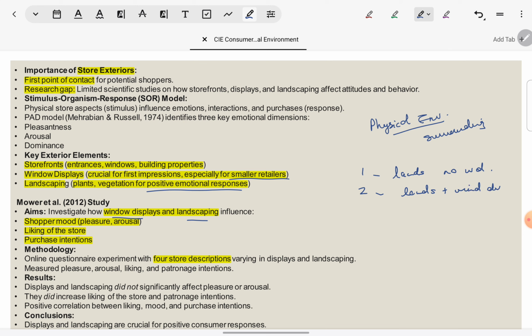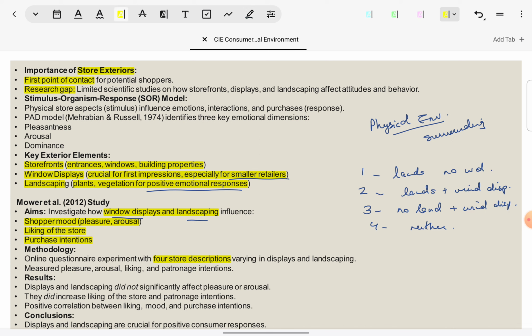And by window display, I mean something good was there on the window. In this study, it was a clothing store, so I think jeans were displayed on the window. In one scenario, there was no landscaping, but there was a window display. And in one scenario, there was neither a window display nor landscaping. So you can see very simple permutations have been created of all possibilities.